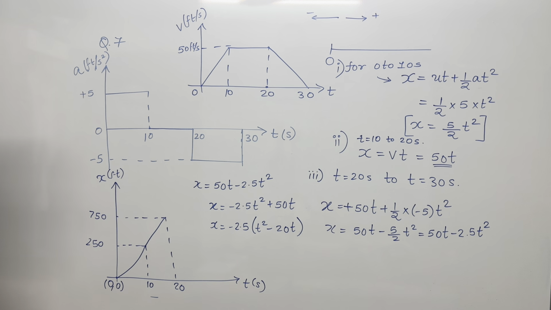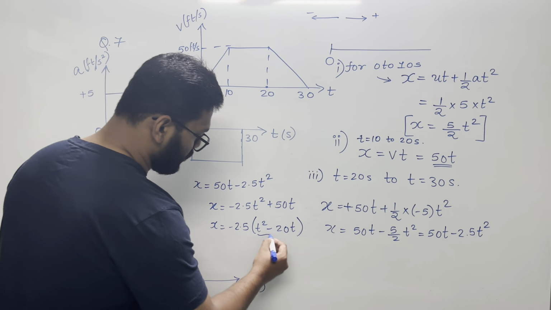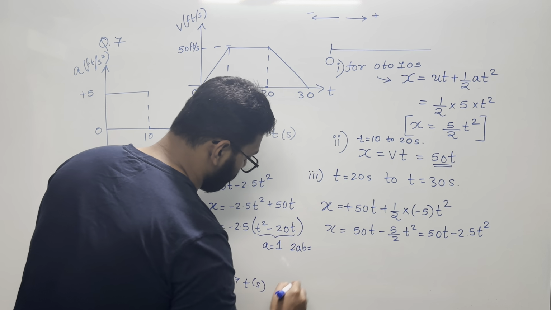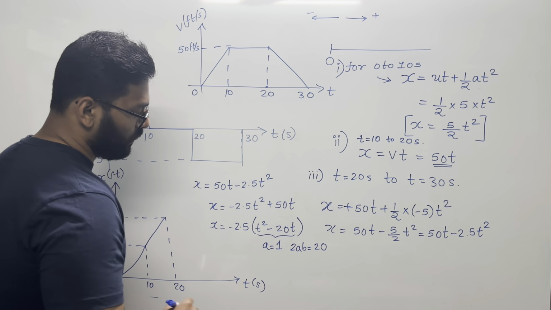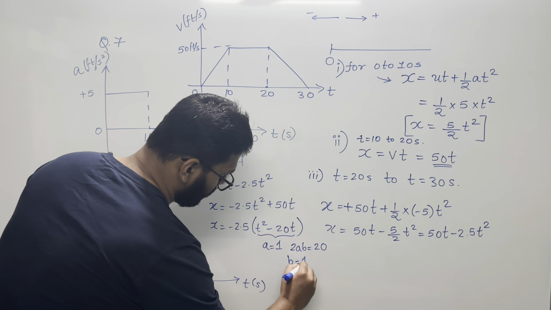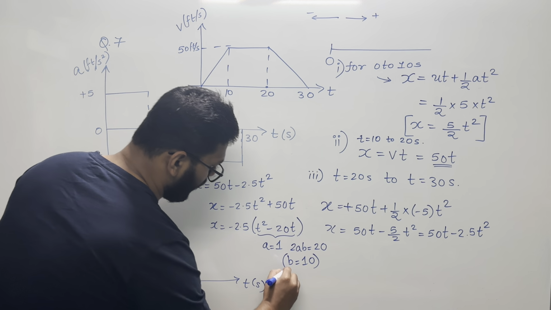Now look at this. This is not a completed square, right? So what I am going to do is add and subtract one number. The coefficient of t square is a, just like your quadratic equation, ax square plus bx plus c. So here a is 1. Here I am taking 2ab value as 20. Now if I put a as 1, b is going to be 10. Now I want to add b square and subtract b square in this equation.